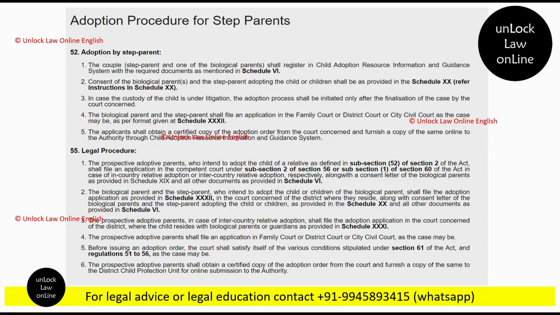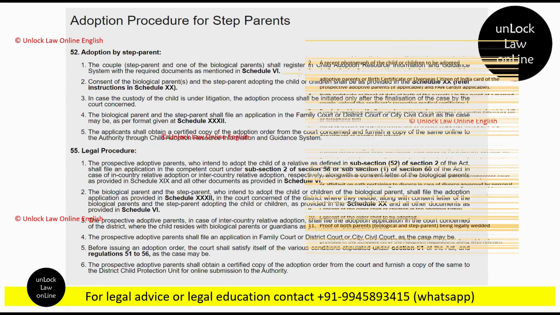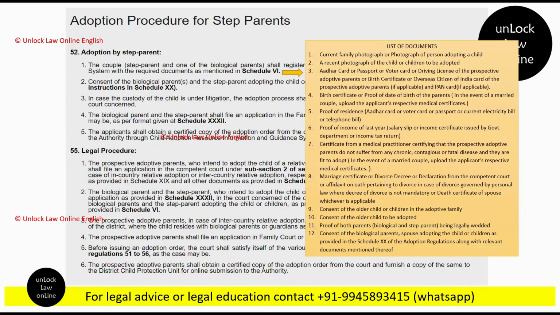Now, let us understand the procedure that is to be followed by a step parent to adopt a child. The couple, that is the step parent and one of the biological parents, either the biological mother or biological father, shall register in the CARA system with required documents as mentioned in Schedule 7, that is Child Adoption Resource Information and Guidance System. So, now let us look at the documents that are to be produced.